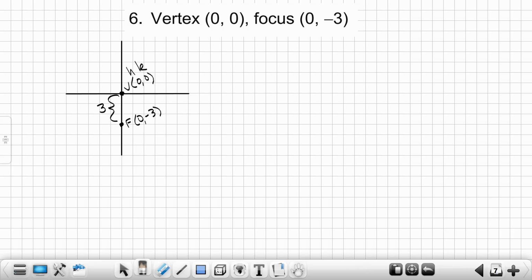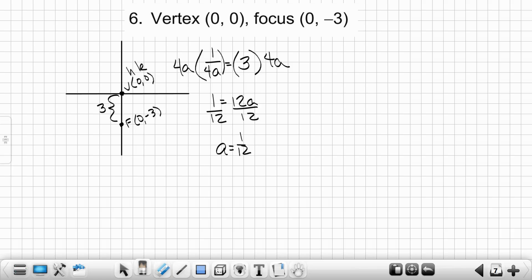All right. So 1/4a is equal to 3. That's our distance right there. Multiply by 4a. Divide by 12. Since it's a vertical parabola, it is a y equals.